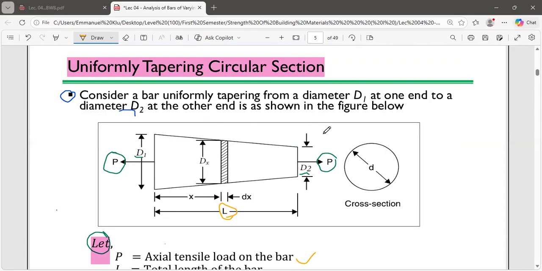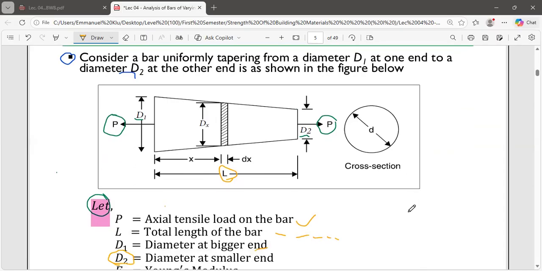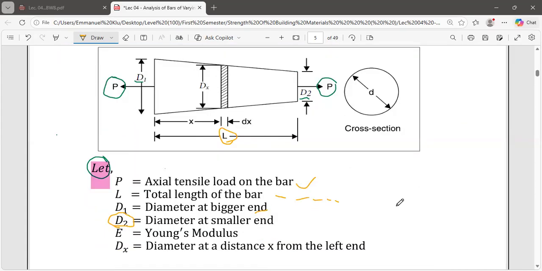E is our Young's modulus. As I told you, every material has a Young's modulus, that is, a measure of the load it can resist before going to failure. So the Young's modulus of every material must be known before that material is put into construction. Take the Young's modulus as very, very important.